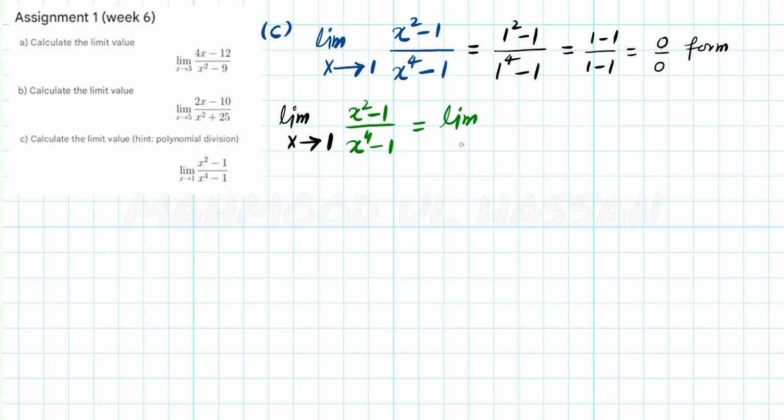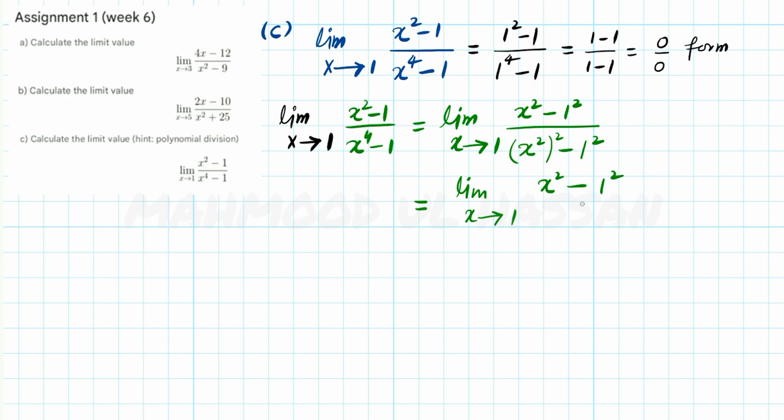Here it can be written as limit x approaches to 1, x squared minus, this 1 can be written as 1 squared, divided by, and in the denominator this x to the power 4 can be written as x squared to the power 2 minus 1 squared. Okay, so now that is going to be limit x approaches to 1. The numerator is as it is, that is x squared minus 1 squared.